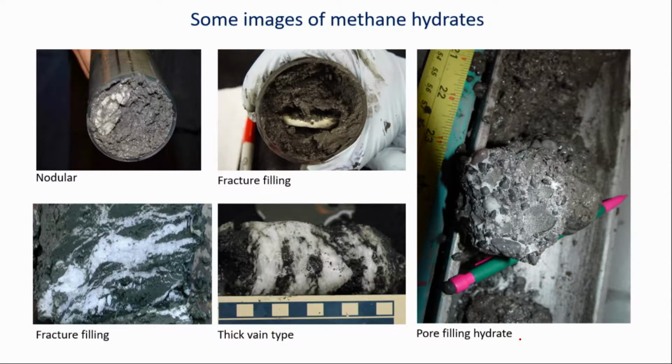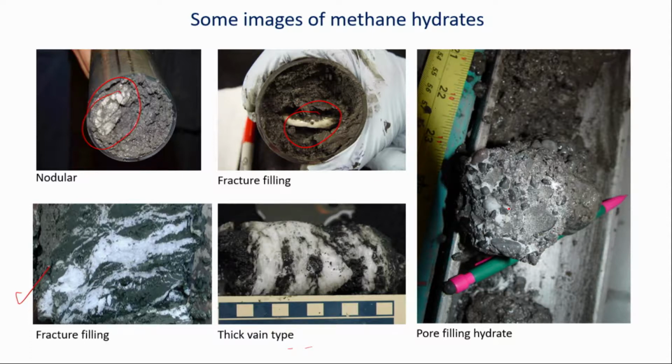Now, when we talk about methane hydrate, you will be wondering how the methane hydrates actually look like. These are the different pictures of methane hydrates which have been recovered from the Indian EEZs and from other regions too. You can see here this is called a nodular type gas hydrate, and this is a typical fracture filling hydrate. Here also you have a typical fracture filling hydrate. This is called a vein type, thick vein type hydrate.